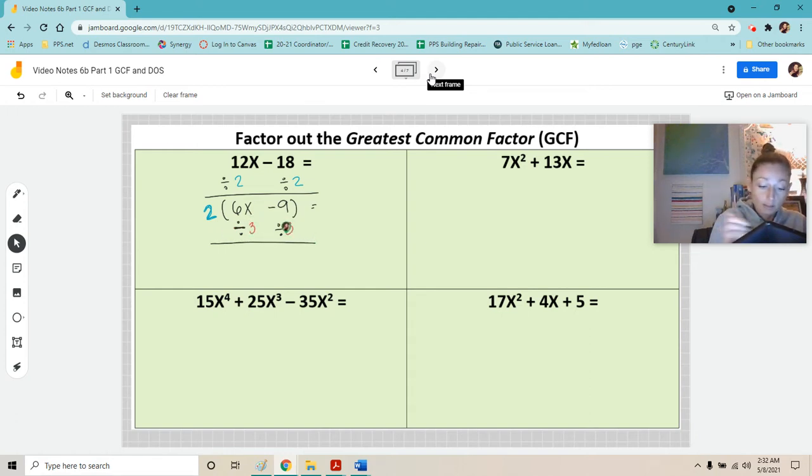All right, so then when I do that, what I'm going to have in the front here is 3 times that 2. And then what I have left in the parentheses here is 6 divided by 3, which is 2x. And then negative 9 divided by 3, which is negative 3. I'm going to simplify this front part. 2 times 3, that makes 6. So I have 6 times 2x minus 3.